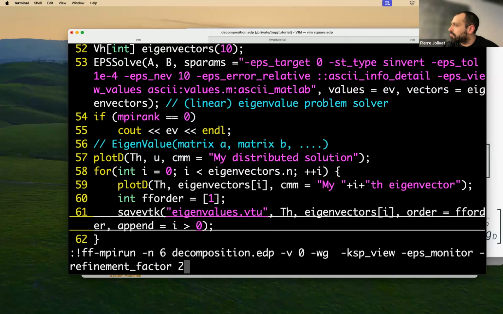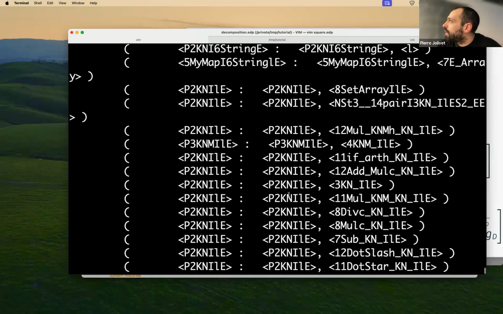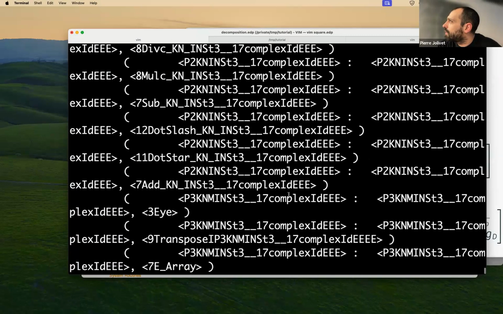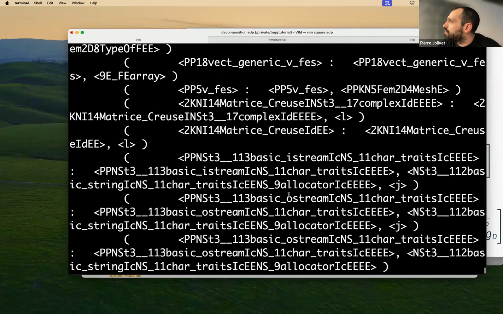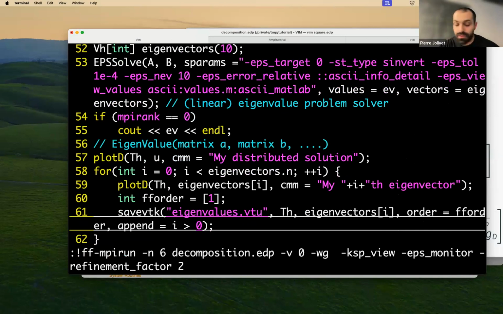Okay, let's try. Okay, so error, no big deal. Qu'est-ce que c'est? Attends, je vais relancer en séquentiel parce que trop de messages d'erreur d'un coup.